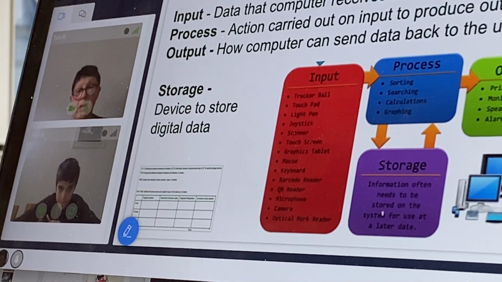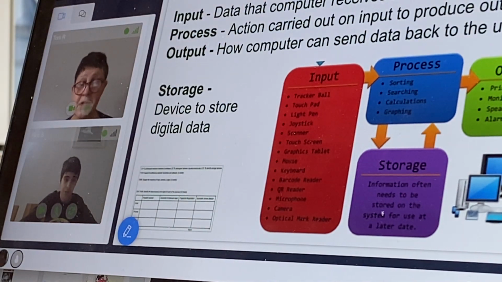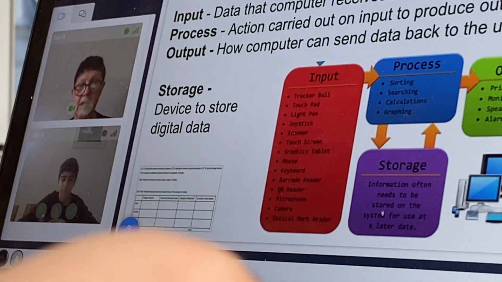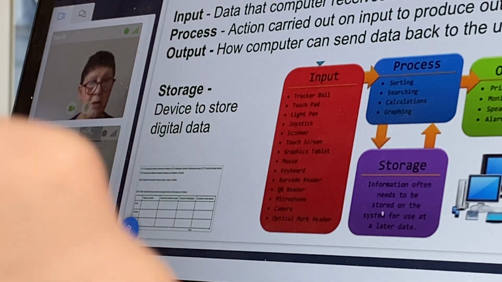So, in your own words then, explain input, process and output. So what is input in your own words? Input is something that you use and it will make it go inside the computer, such as a keyboard. And we've got lots of examples here. We've got a trackball, a touchpad, a light pen, a joystick, a scanner, a touch screen, a graphics tablet, a mouse, a keyboard, a barcode reader, a QR reader, a microphone, a camera, and an optical mark reader.